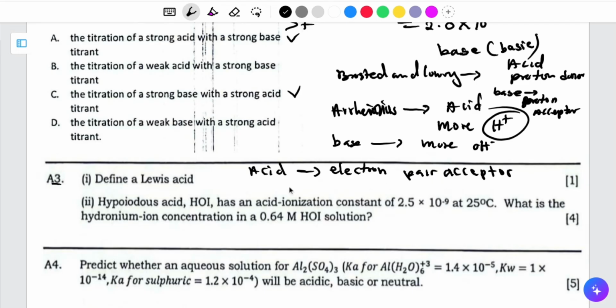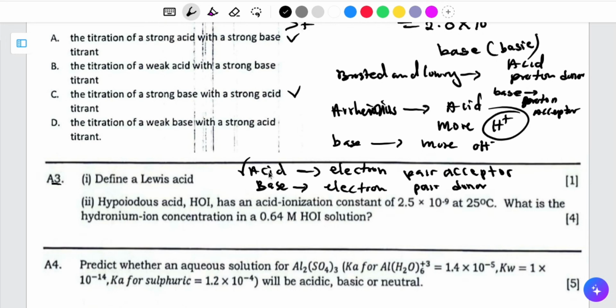When it comes to bases, these are electron pair donors. So since the question is talking about an acid, go with this one here: a solution that accepts an electron pair.